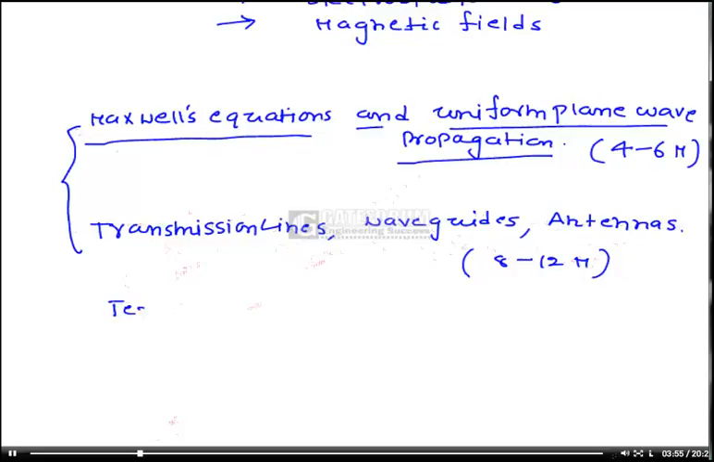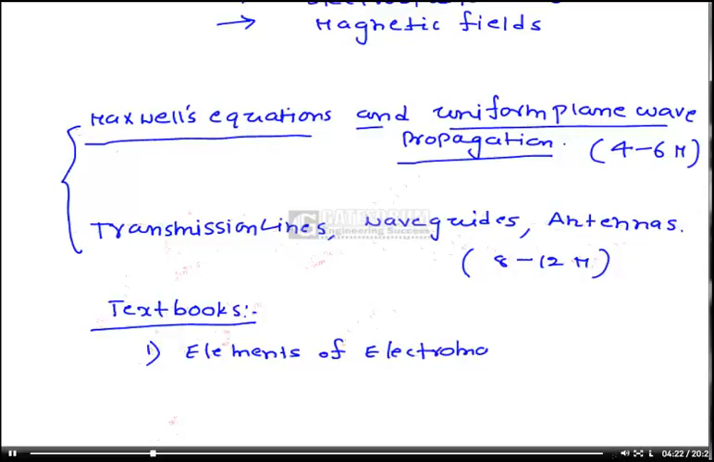Coming to the textbooks, which textbooks can we refer to? The first one is Elements of Electromagnetics by Matthew N.O. Sadiku. This is one of the important books.